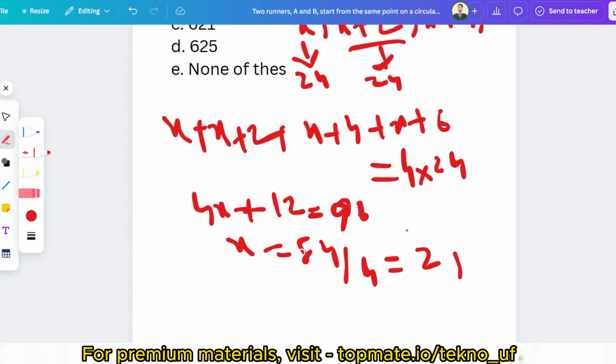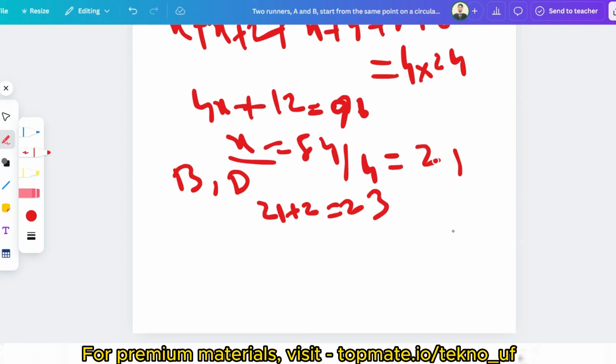Okay, I hope this is the answer. Yeah, no, x is the first odd number, so we must get the second and fourth odd numbers so that we can get the value of B and D and their product. Second will be x plus 2, that is 21 plus 2, that is 23. And D is x plus 6, so 21 plus 6, that is 27, right? 27.